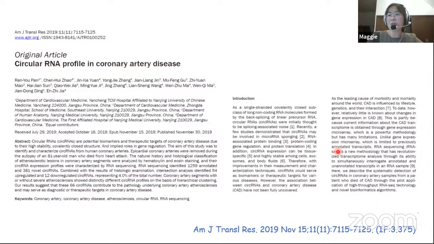And here is one example of translational research. This is our original article from the journal American Journal of Translational Research, which was published in 2019. So if you are interested in this kind of study, after the class, you can download this manuscript for detailed information.